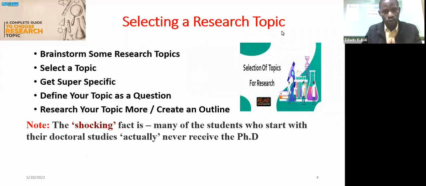You make sure that you're following the topic in your writing, and the topic is in the form of a question, but you are trying to respond to this question through the research that you're going to carry out. Then you can create an outline. So you must research the topic to create a wider outline on what you are looking at.